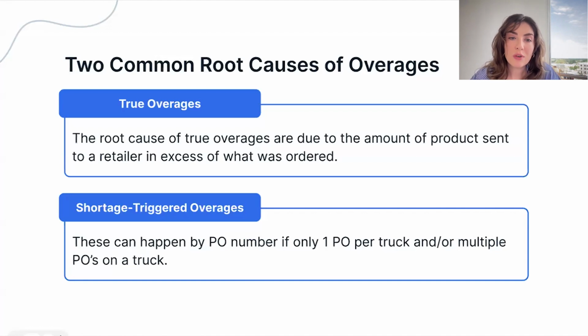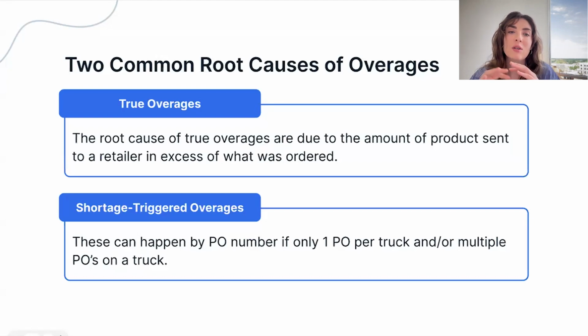True overages and shortage triggered overages are the 2 main root cause types that we're going to talk about today. There are obviously other ones, and feel free to add if you've seen overages, some of the examples that we're not talking about today. This is a learning community, so we want to share with each other the things to avoid and the things to try because they were successful.